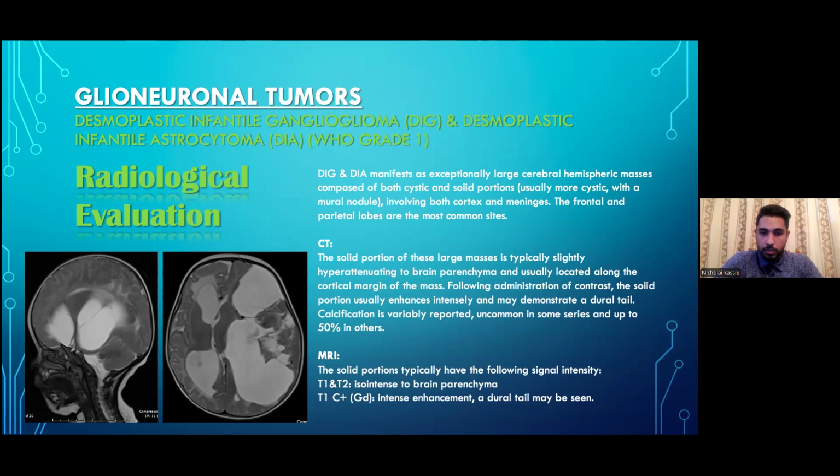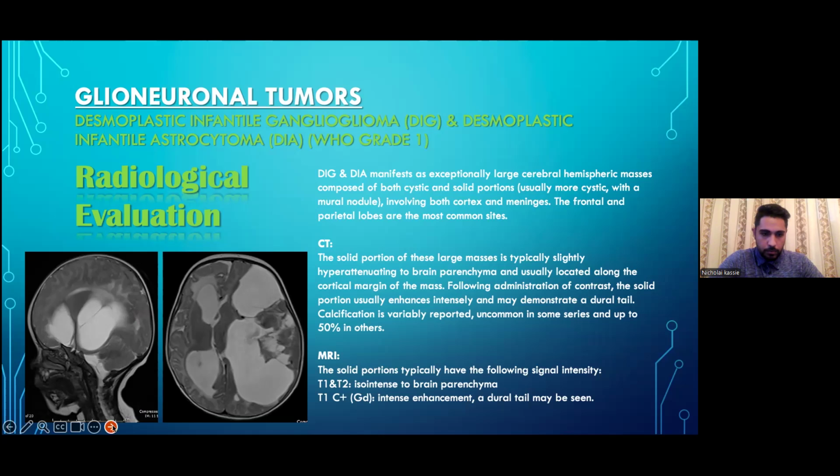MRI would usually show a solid portion with the following signal intensities. T1 and T2 are both isointense to the brain parenchyma, and with gadolinium, there is intense enhancement, and a dural tail may be seen. Apologies, I could have found a better image displaying the dural tail. Basically, around here, it would be an extension from the cortical region, an extension coming this way, similar to what is seen here.